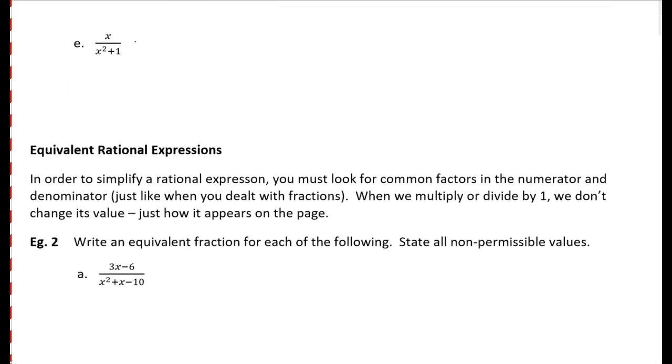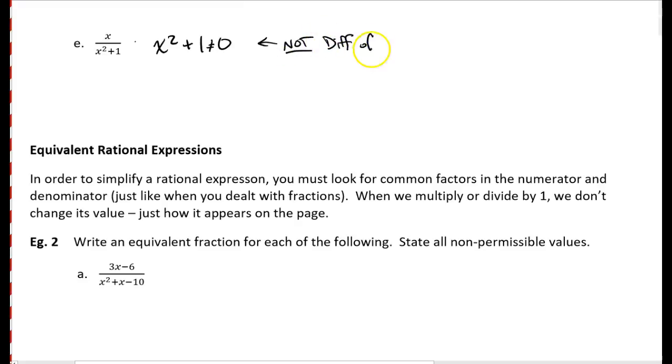Doing E, just to be sure. In this case, we've got x squared plus 1 cannot be 0. And so we can move that 1 over, we can try to factor it, but this is not a difference of squares. And so what we end up seeing is we've got x squared cannot be -1. Well, that's true. x squared will never be -1. And so then there are no non-permissible values.